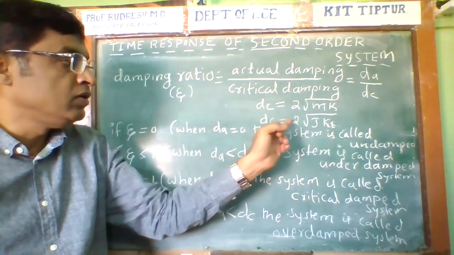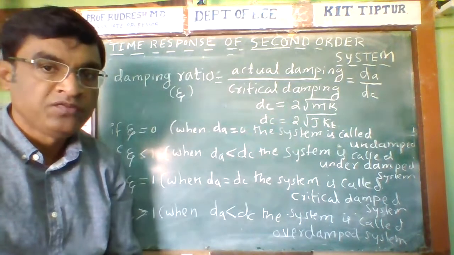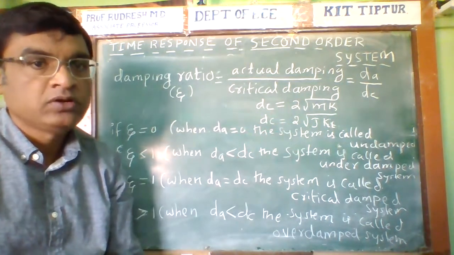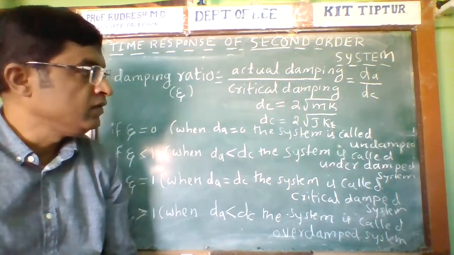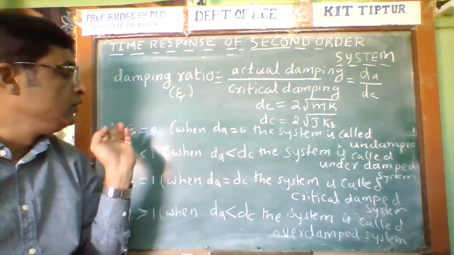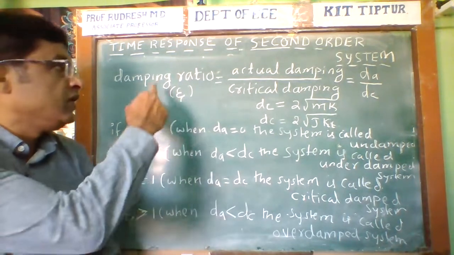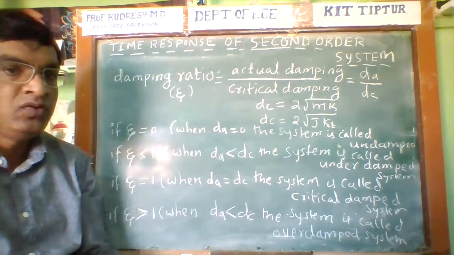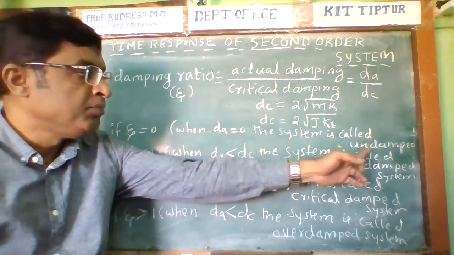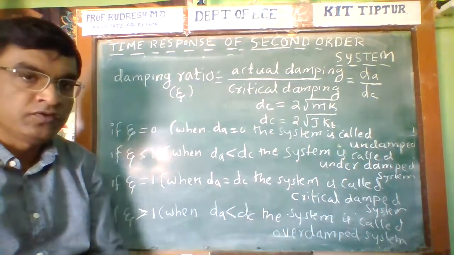The critical damping is equal to 2 into square root of J, the moment of inertia, into kt, where kt is the torsional spring coefficient, for the rotational system. Then zeta is equal to 1. Based on this zeta value, the second order system can be classified into 4 types: undamped system, underdamped system, critically damped system, and overdamped system.